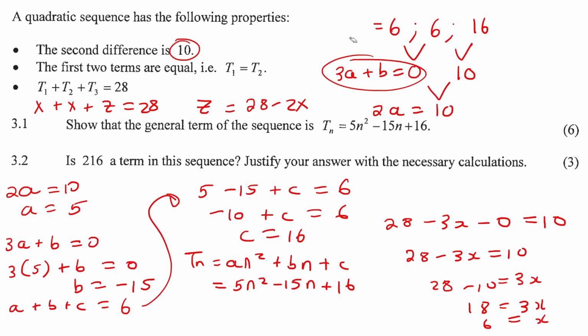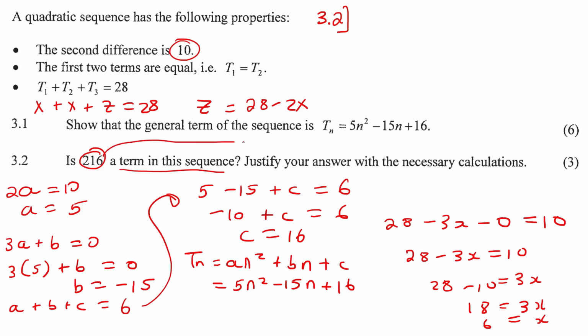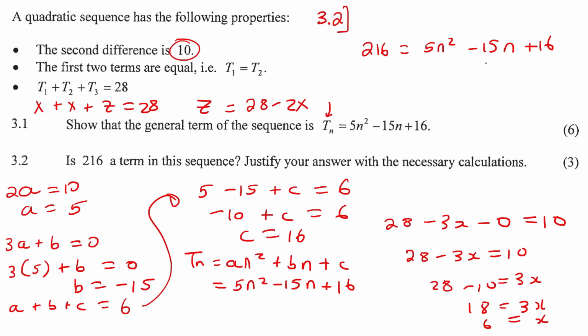Okay, I'm just going to clear up some space so we can do question 3.2. This next one says, is the number 216 in the sequence? Well, a lot of learners, they're going to go put the number 216 over there, but that's not correct. If they're saying, is 216 a number or a term in the sequence, you're going to put the 216 over there. So you're going to say 216 equals to, and now you're just going to solve and see if n can be a possibility.